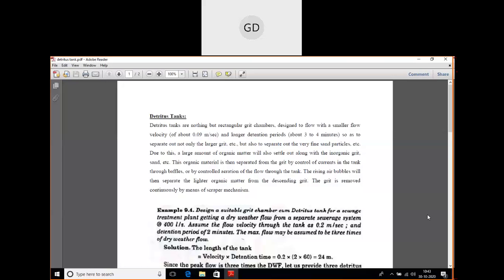I'm also tired from explaining. So let us end it here today, okay? Detritus tanks and skimming tanks I will be doing in the next class, okay? We will be doing it in the next class.